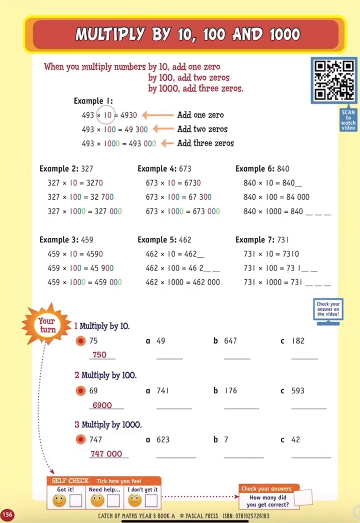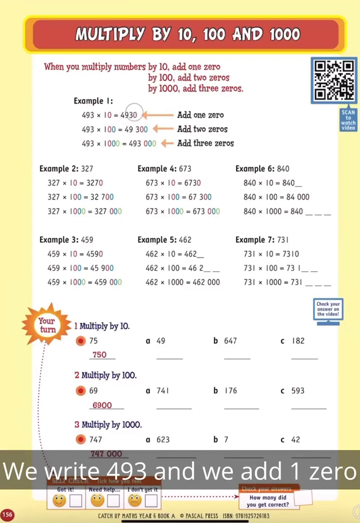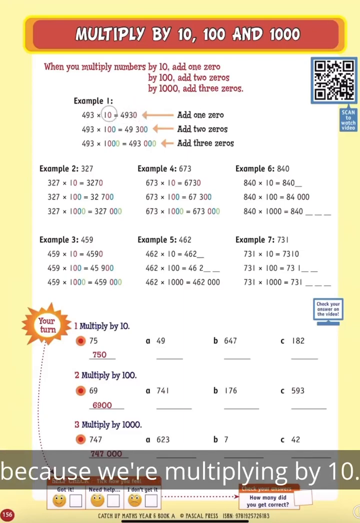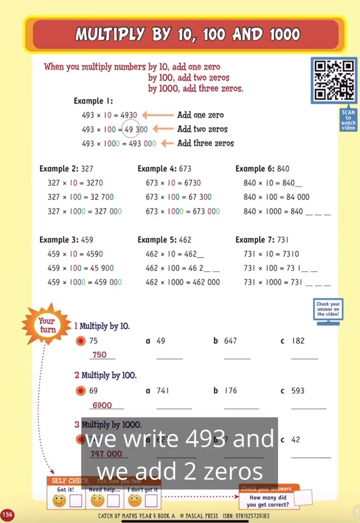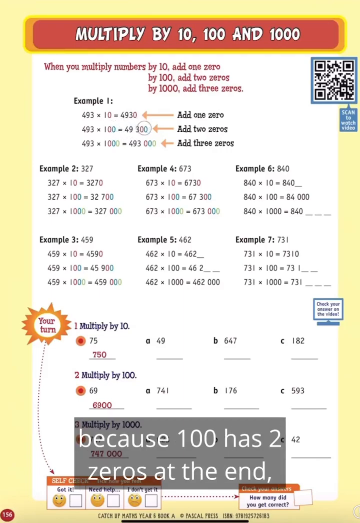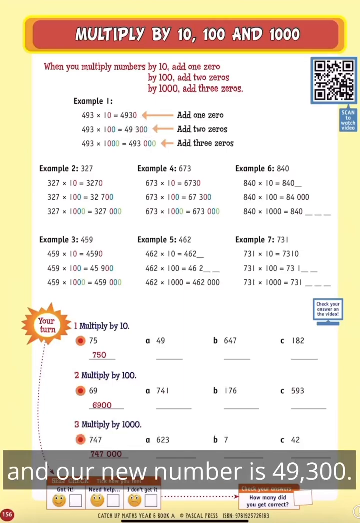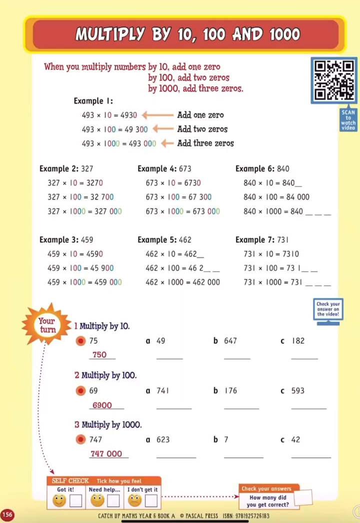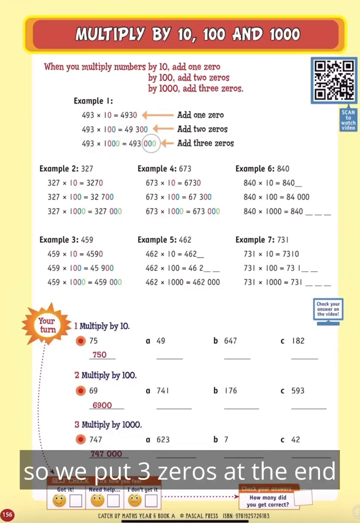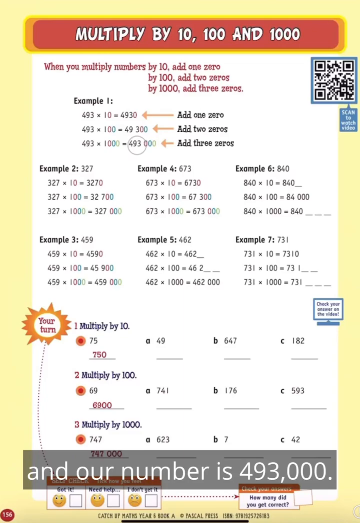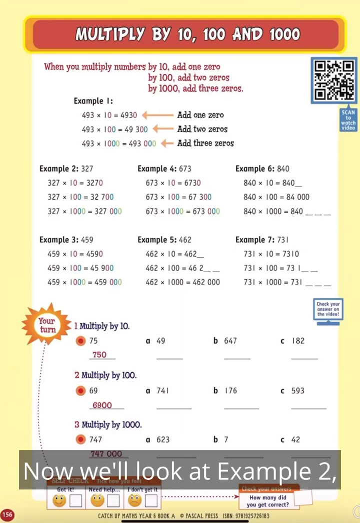493 times 10. We write 493 and we add 1 zero because we're multiplying by 10. 493 times 100. We write 493 and we add 2 zeros because 100 has 2 zeros at the end. And our new number is 49,300. Then we're multiplying 493 by 1000. 1000 has 3 zeros, so we put 3 zeros at the end. And our number is 493,000. Now we'll look at example 2.